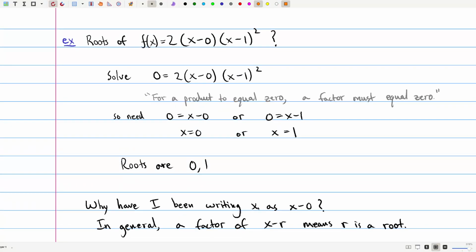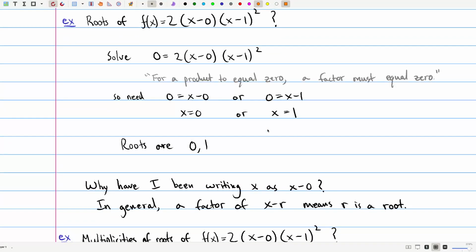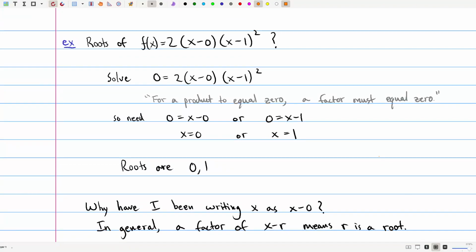So why have I been writing this x as x minus 0? Well, the point is that in this particular form, whenever you have x minus a number, that number is one of the roots. So x minus r means that r is a root when it's in this form. And also, I should say that if you were to see a term such as x plus 3 inside of a polynomial, then this is x minus negative 3. And so, in that case, negative 3 is a root, not positive 3. So just be careful for that.